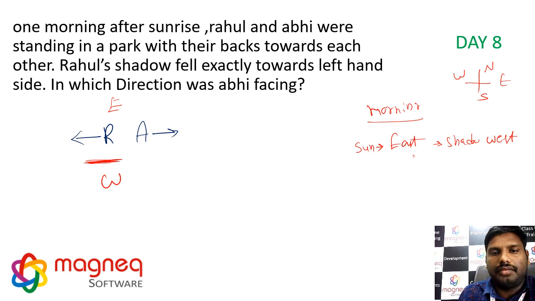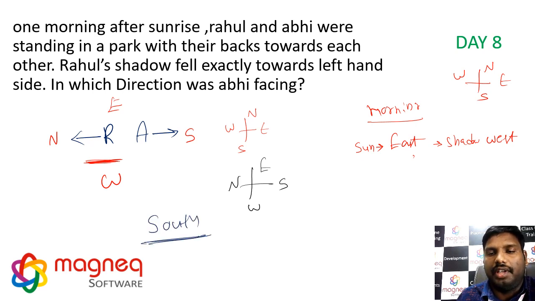So north and south. Generally north, east, west, south. From the above diagram, east, west, so north and south. What is the question? In which direction was Abhi facing? Abhi is facing south direction. So from the general diagram, north, east, west, south. So the answer is south.